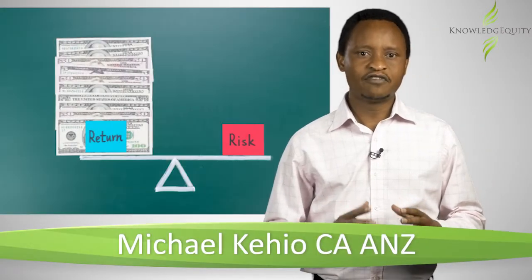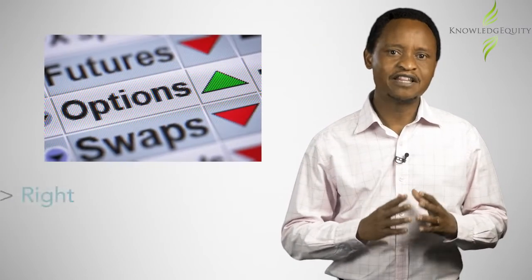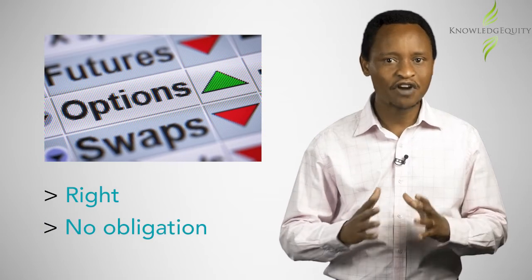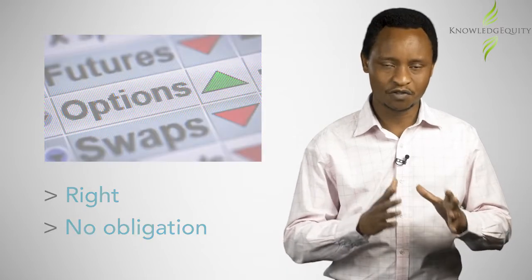Options are used to manage the risk-return trade-off from a particular exposure or position. They are a form of insurance where a premium is paid upfront and the option is only exercised if an unfavorable event occurs. Options provide the right but not the obligation to buy or sell the underlying asset or financial instrument at a fixed rate on or before a fixed future date.